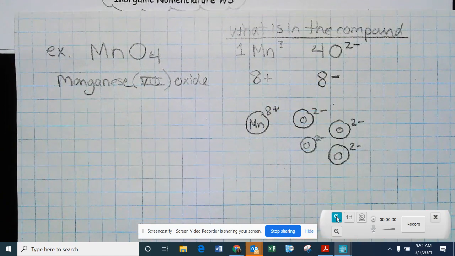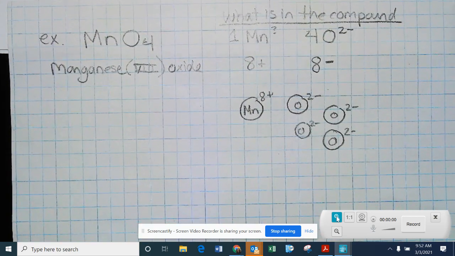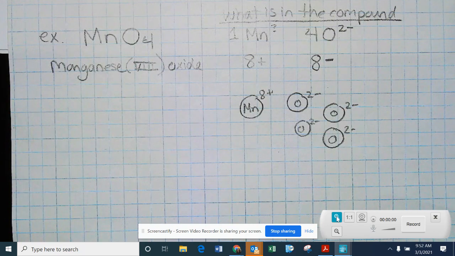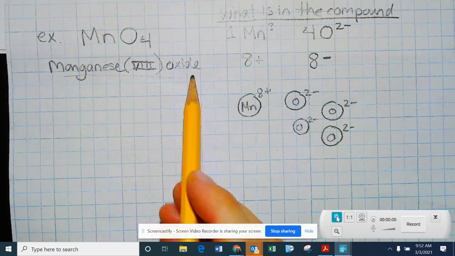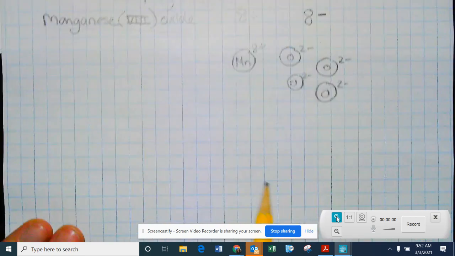Again, I don't think that compound exists, but that's the idea behind it. Do you guys want one more example of these? Okay, so how you would go from here to here. Yep, okay. So let's do another one of those.